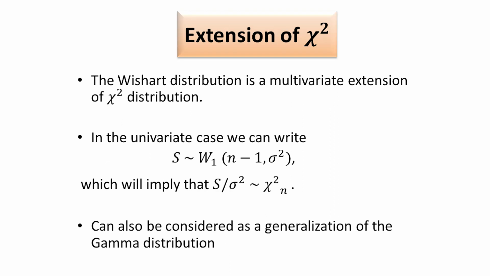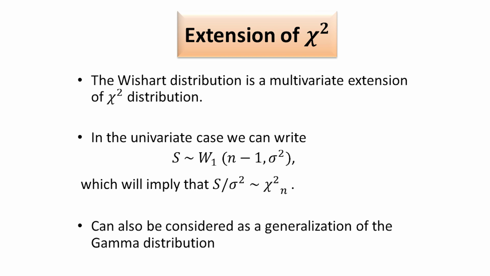Now, we can look upon the Wishart distribution as a multivariate extension of the chi-square distribution. This is because, as we have noted in the multivariate case, where we are considering the p-variate normal distribution, n minus 1 S, where S denotes the sample variance covariance matrix, has a Wishart P distribution.